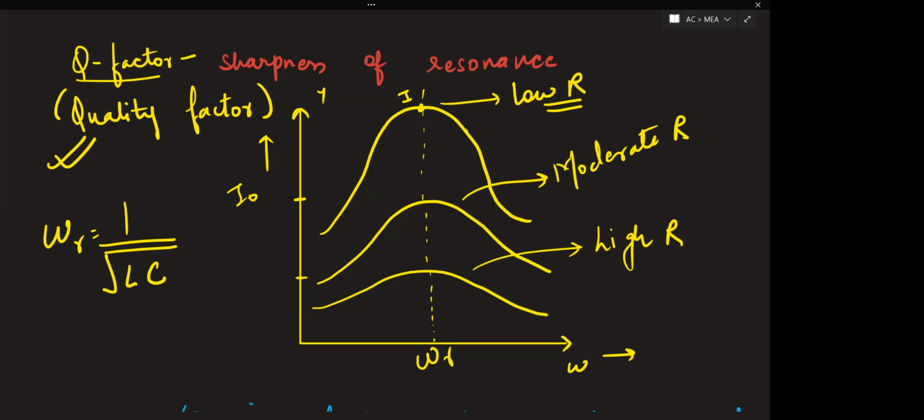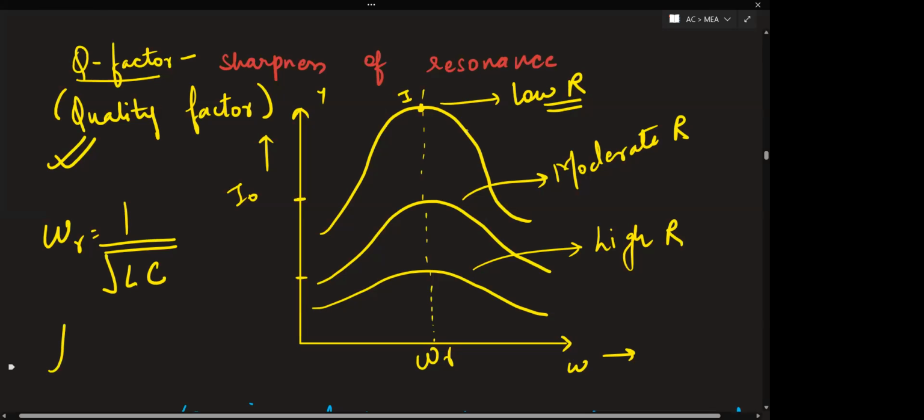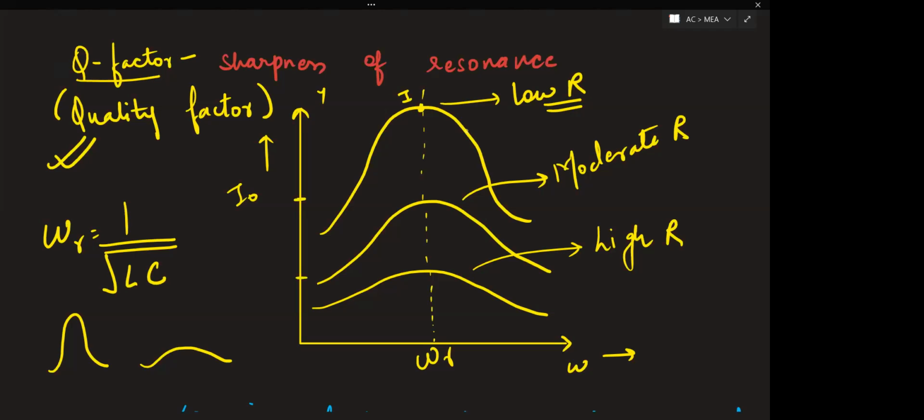So this sharpness depends upon what? It ultimately depends upon the resistance. So peak is higher for smaller values of R and resonance is sharp. This becomes sharp. Sharpness, you understand? Sharpness is depicted like this in the graph. This shows bluntness. So sharp for lower value of resistance. Now, how much sharp is it? This you have understood that yes, lower value of resistance will give you maximum amount of current.